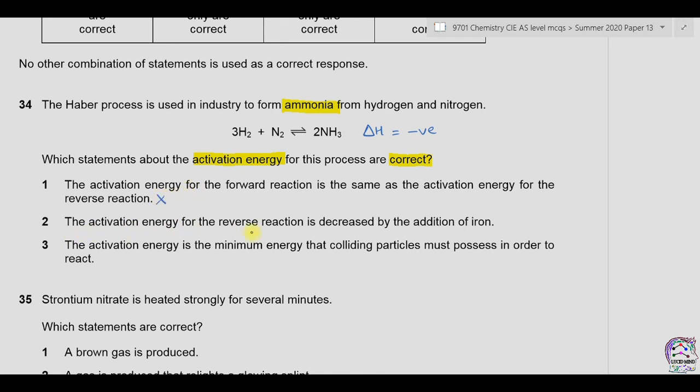2. The activation energy for the reverse reaction is decreased by the addition of iron. As we know that in the Haber process we use iron as a catalyst, so iron actually reduces the activation energy in both the forward and reverse direction, so it is correct. 3. The activation energy is the minimum energy that colliding particles must possess in order to react. This is the true statement, so therefore it is correct. So option 2 and 3 are correct, so the answer is C.